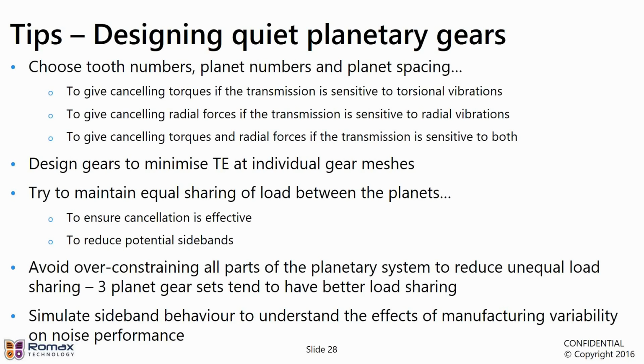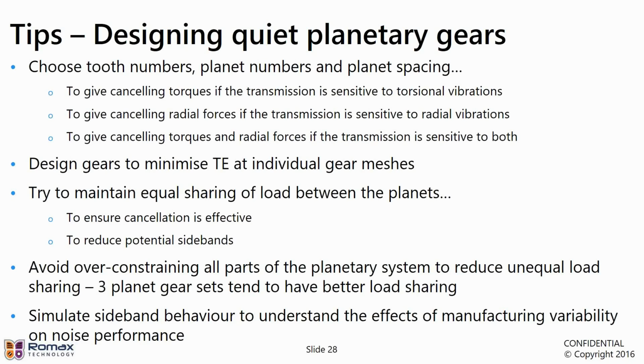Another thing we want to do is try to maintain equal load sharing between the planets, because that also helps us to get good cancellation when we've designed good cancellation, and it also helps us to reduce potential sidebands. One way in which you should try and do that is by avoiding the over-constraining of all parts of the planetary gear system, so the Sun, the planet carrier, and the ring.